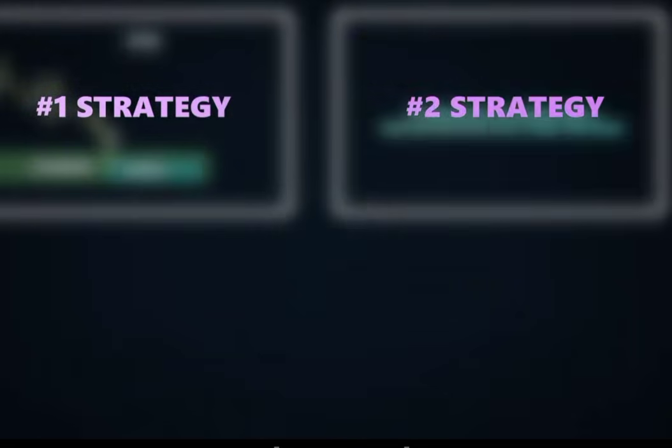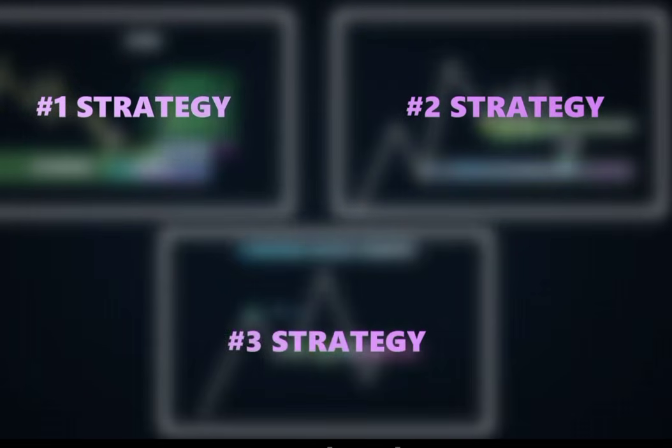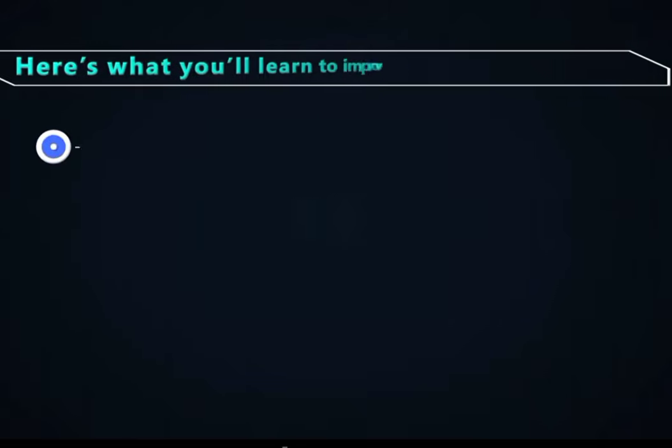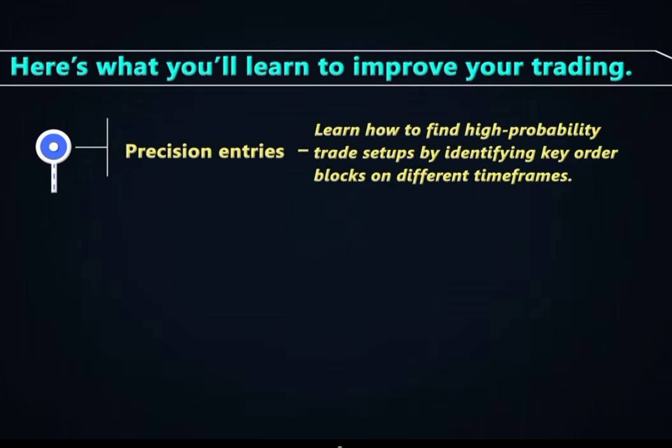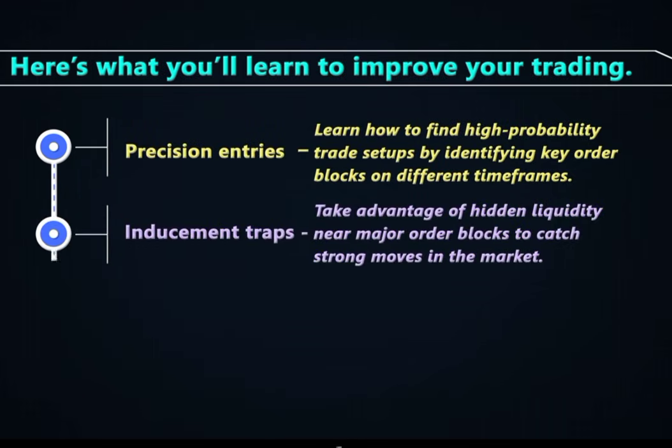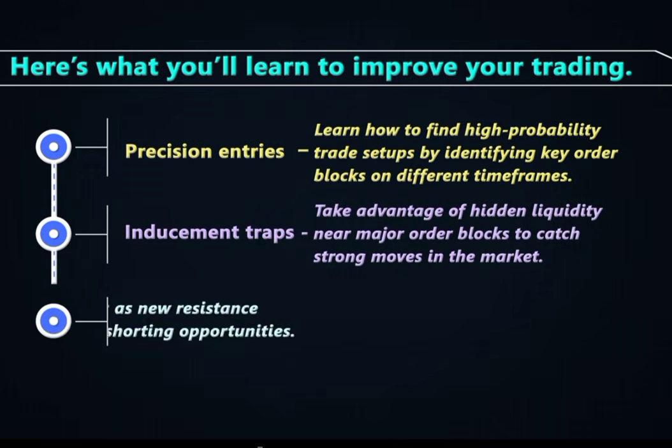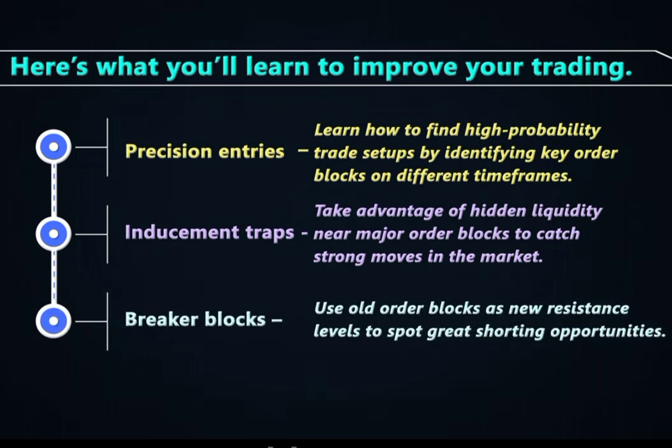That's why today, I'm breaking it all down and giving you 3 advanced order block strategies that could completely change the way you trade. Here's what you'll learn to improve your trading. Precision entries. Learn how to find high-probability trade setups by identifying key order blocks on different time frames. Inducement traps. Take advantage of hidden liquidity near major order blocks to catch strong moves in the market. Breaker blocks. Use old order blocks as new resistance levels to spot great shorting opportunities.